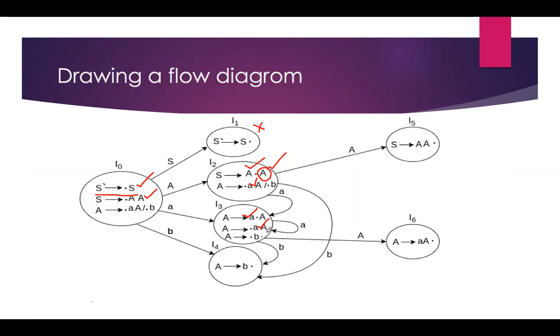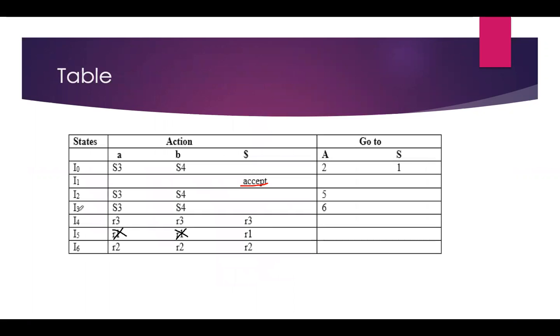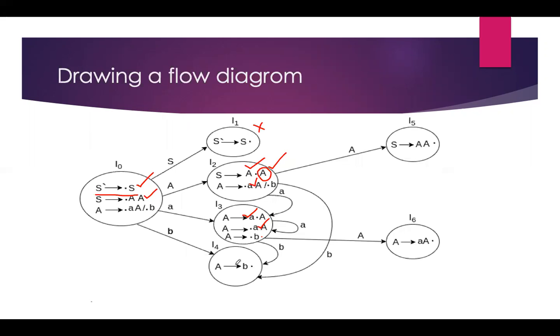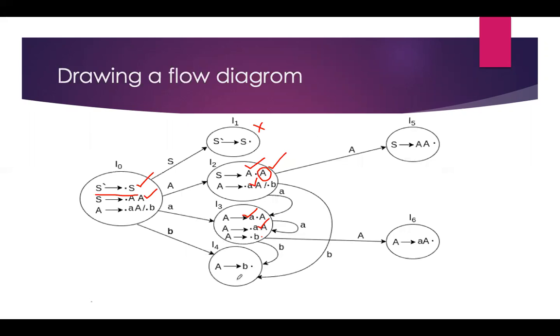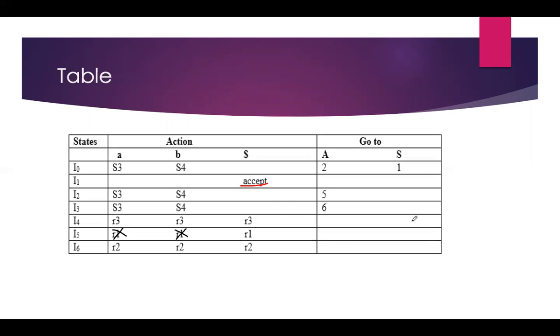If it is a, it is going to same state. So what we need to write under the I3, if it is a, same state, that means we need to write S3. If it is b, we are moving to I4, so we need to write S4. And here, if it is a capital A, it is moving to I6, so we need to write just 6. So I3 capital A, it is 6. Here we have completed all the shift statements and goto statements also. We completed accept also.